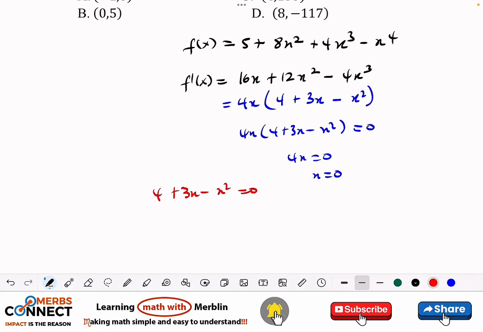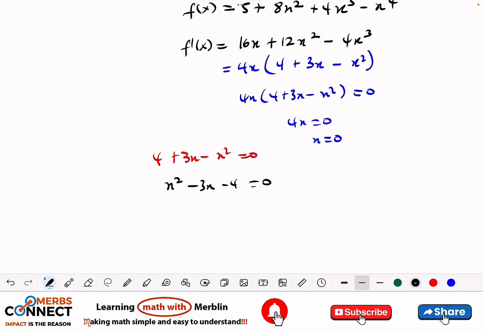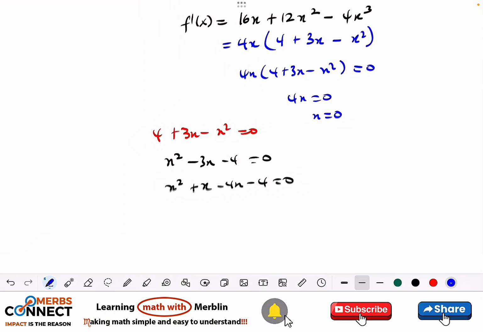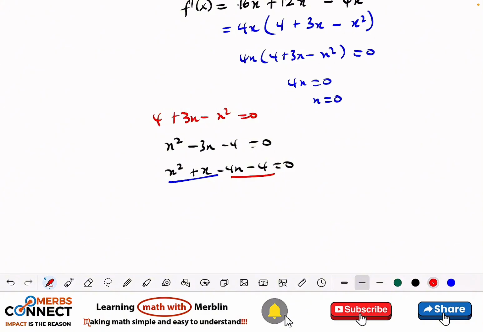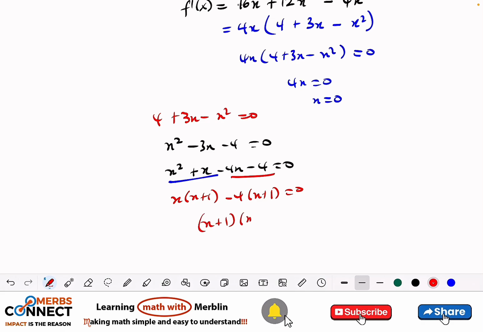So what I can do is move all of them to the right side so that I can write it as x squared minus 3x minus 4 is equal to 0. So let's find the factors for this. I think I can use minus 1 and minus 4. So I can use something like plus x minus 4x minus 4. I think that's right. So the one with the blue and the one with the red. With the blue, when I factor x out, I have x plus 1. And the one with the red, when I factor minus 4 out, I have x plus 1. So I'm going to have x plus 1, x minus 4.